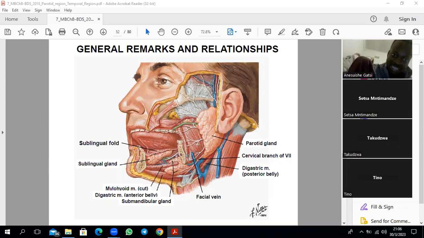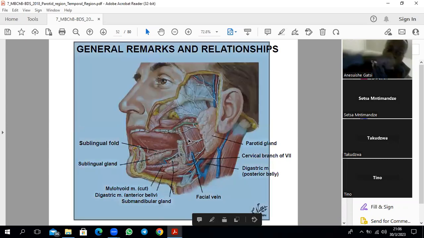Which is bounded anteriorly by the anterior border of the masseter muscle, which we said inserts onto the lateral surface of the ramus of the mandible. Then superiorly, it's bounded by the zygomatic arc. Posteriorly, it's bounded by the mastoid process. Then inferiorly, it's bounded by an imaginary line that joins the mastoid to the angle of the mandible in that corner there.